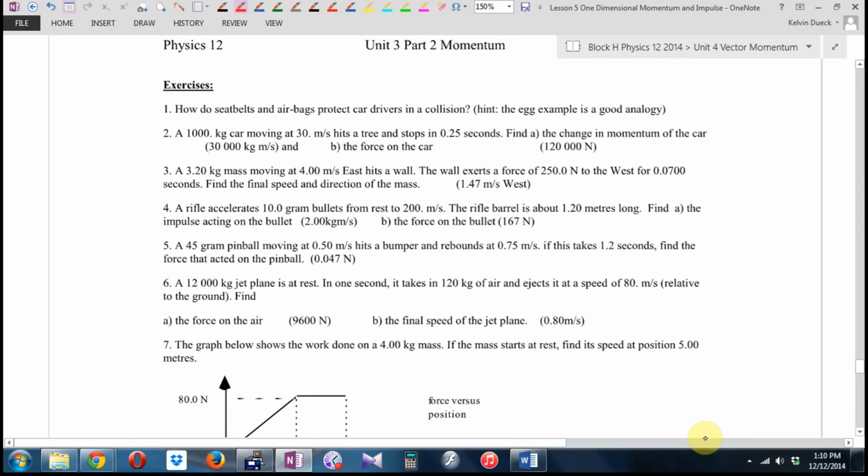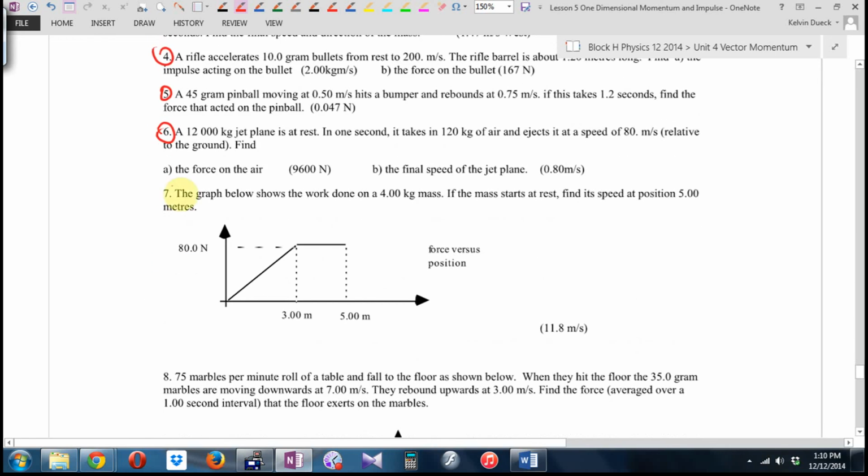What's your homework? Number 1. Number 2. Number 3. I like number 3. Good chance you'll see something like it in the future. Picking my words carefully. 4 is good. 5 is good. 6 is good. So far I've assigned everything. Yeah, I know. 7 is a nice review of work and energy.